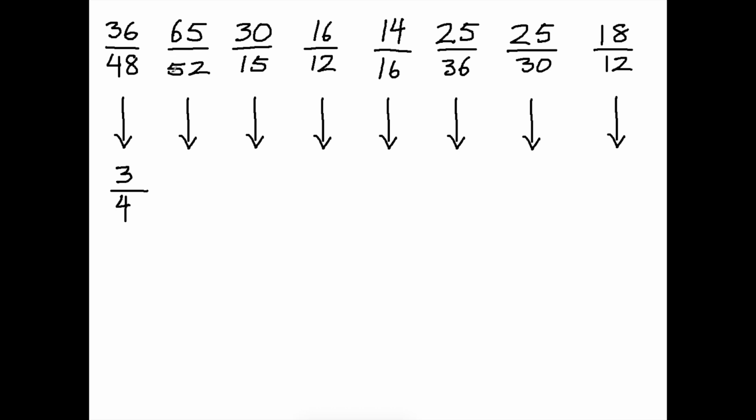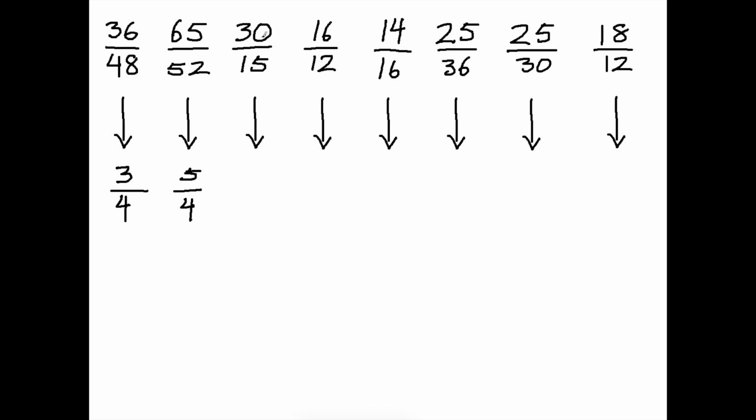65 and 52. As it turns out, 13 is a factor of both, and maybe that was a little bit difficult to figure out, but 13 times 5 will give us 65. So if we divide 65 by 13, we get 5, and if we divide 52 by 13, we get 4. So this fraction is equal to 5/4.